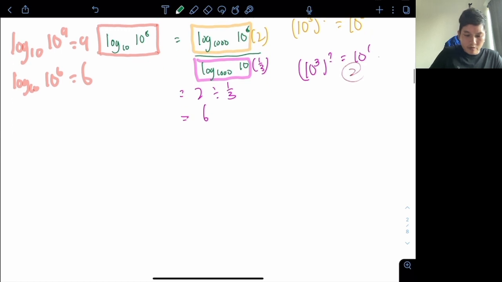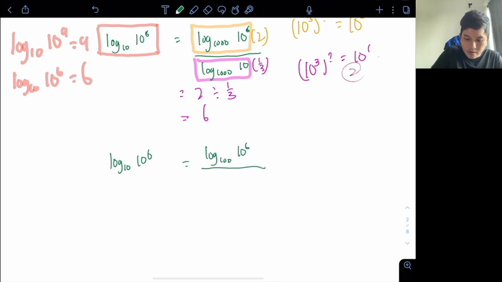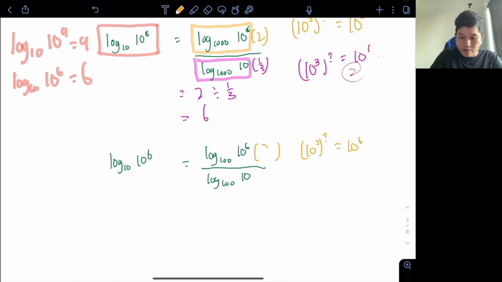Another example would be if we did the same thing, log base 10 of 10 to the 6. This time instead of changing to log base 1000, I'll do log base 100. So log base 100 of 10 to the 6, over log base 100 of 10. In the same way, we can figure this out ourselves. 100 to what power is going to be 10 to the 6? And the answer is 3.